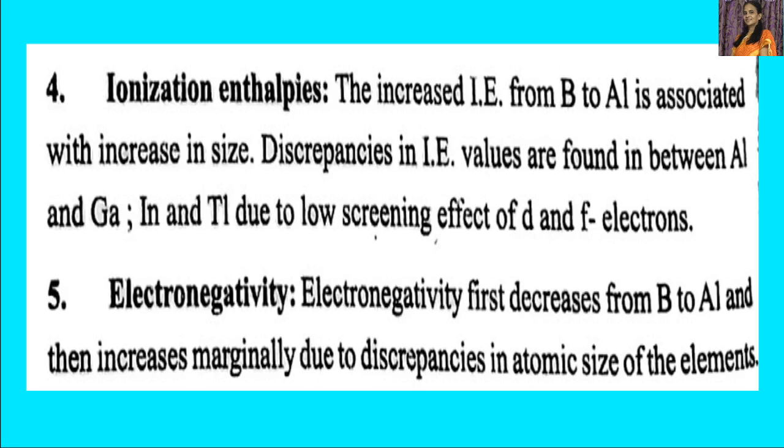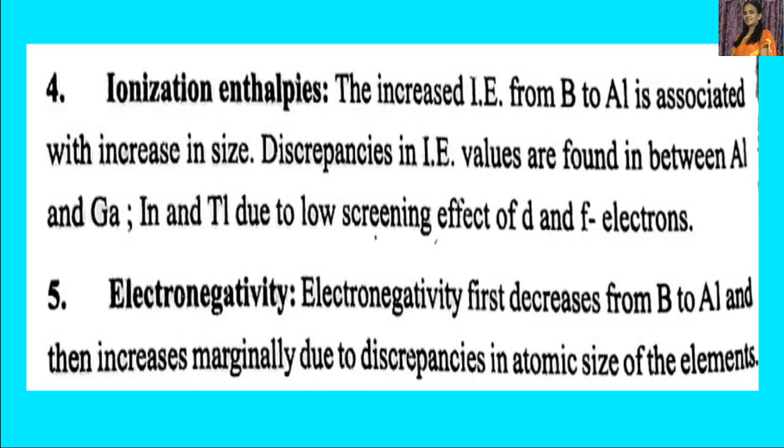Now, the next one, let us consider electronegativity. Electronegativity is the ability of an atom in a molecule to attract the bond pair of electrons more towards itself. As we move down the group, what happens? Electronegativity depends upon the metallic and non-metallic nature. As we move down the group, metallic nature gradually increases. Therefore, there should be a decrease in electronegativity.